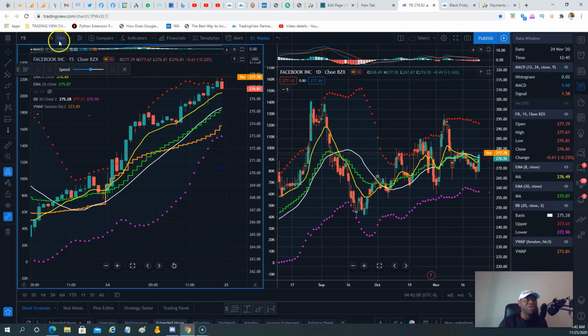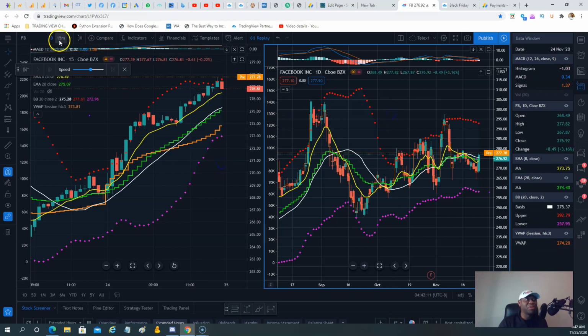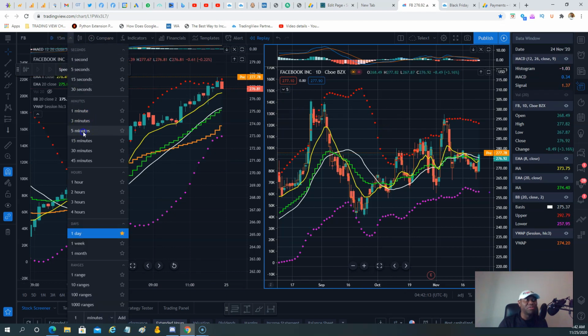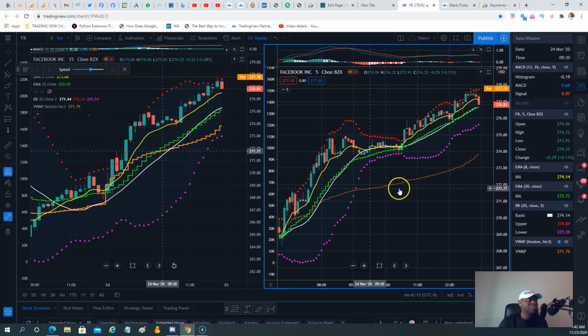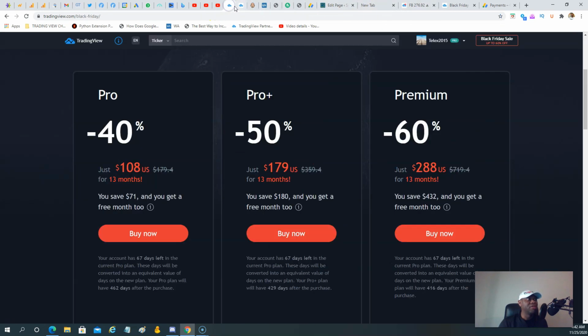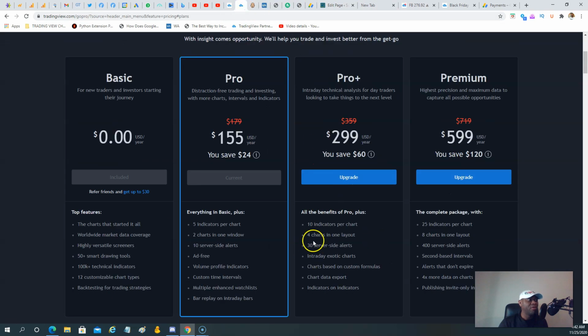Here's Facebook 15 minutes on this side, and then we're going to put Facebook 5 minutes on this chart by just doing this, displaying the same thing. So that's what that feature is. Let's go back here. So that's what you get in the Pro Plus. TradingView Pro Plus gives you double the number of indicators. That can come in handy because I know people who like to see oscillators, and for us we try to keep it basic just because we have a lot of beginners here.